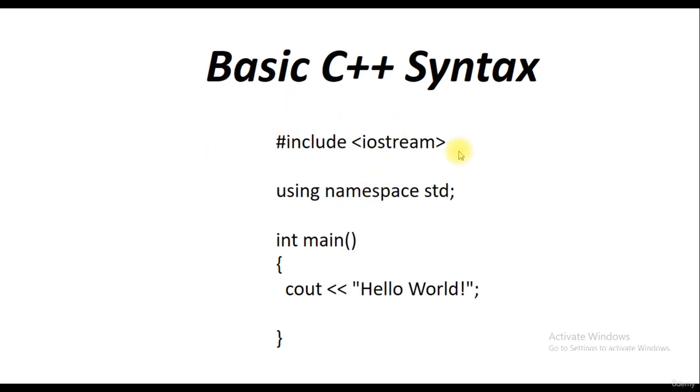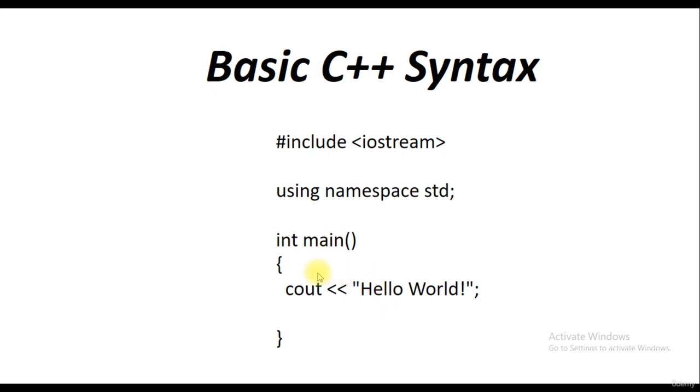On the first line that you can see, it's written #include <iostream>. This iostream is known as the header file. This is the common header file for each and every C++ program. What this header file does is it has all the input and output functions provided in C++.